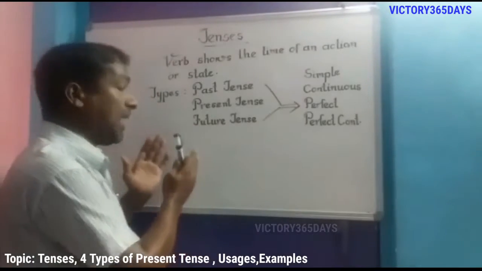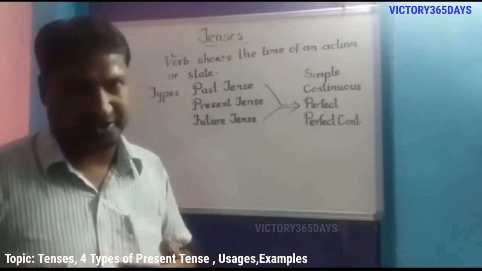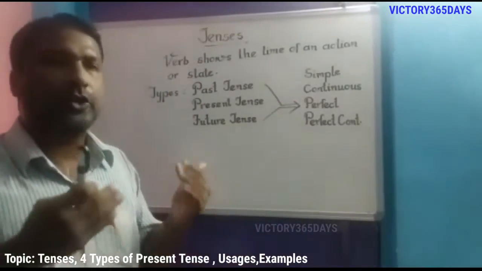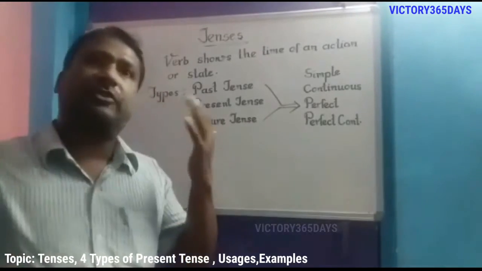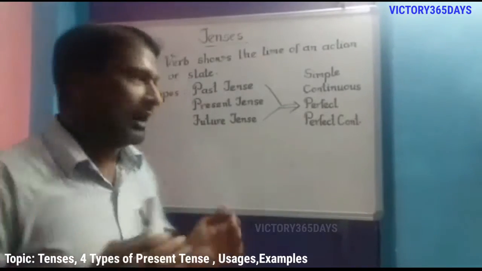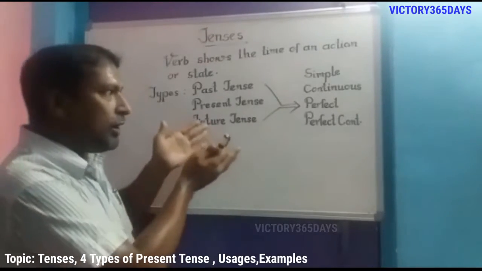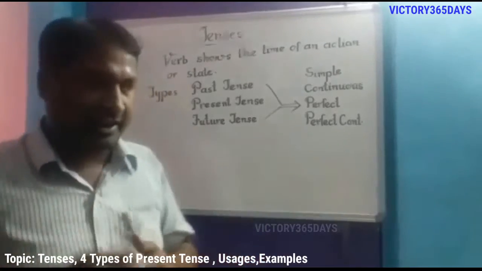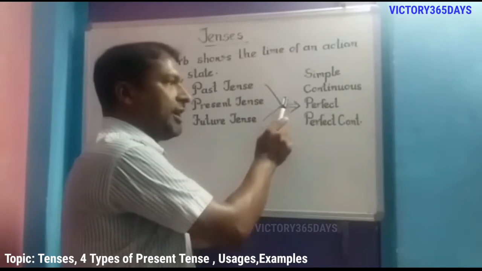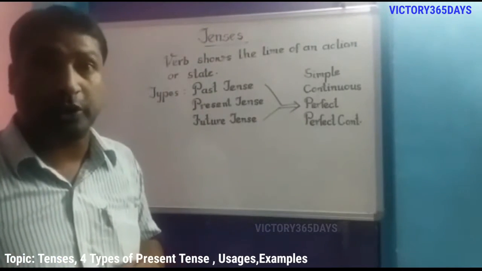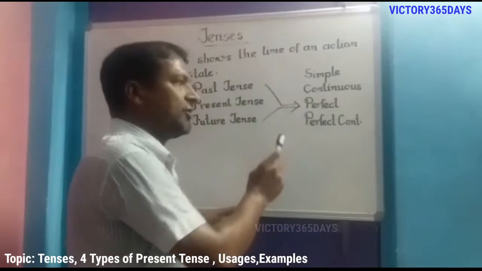While understanding in detail, we start with present tense, but when you classify, you always say past, present and future. Past means the action which had happened, present means which is happening, and future means which is going to happen. These three tenses are also divided into four different subtypes: simple, continuous, perfect and perfect continuous.